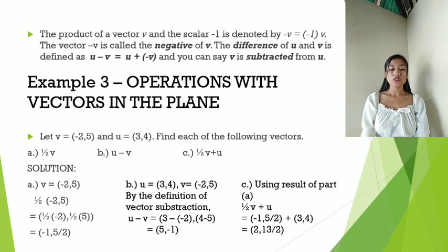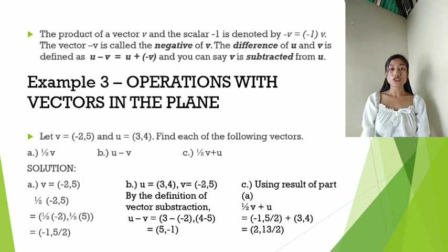Let v is equal to (-2, 5) and u is equal to (3, 4). The problem is, find each of the following vectors. For letter A, 1/2 times v. For letter B, u minus v. And for letter C, 1/2 times v plus u.